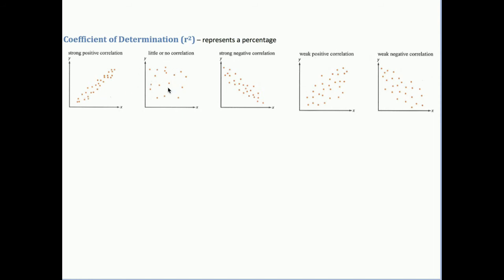This really has little or no correlation. There's no line that fits here that all these are clustered closely to. Here we have a strong negative. Strong because they're clustered together closely. Negative, they're going down. As x's increase, the y's are decreasing. And then here's a weak positive, definitely going up left to right, but pretty spread out, and a weak negative. And that's trend lines.